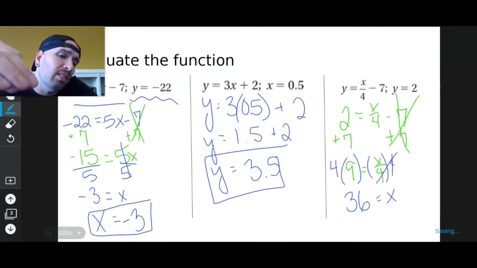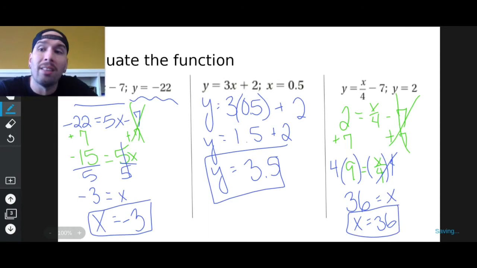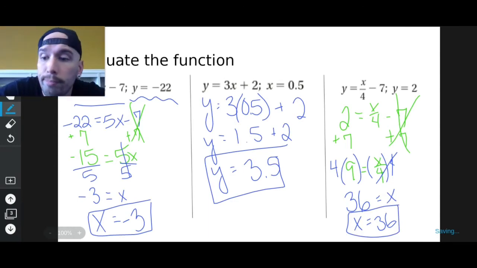If x is 36, or I'm sorry, if 36 is x, I'd rather write it out as x is 36. It just looks better. See, I even accidentally said it correctly when I meant to say it wrong. Look at that.